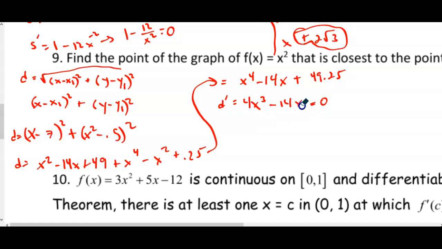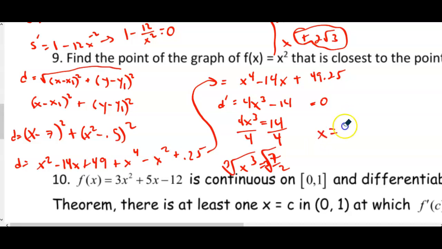Sorry, I'm tripping on the derivative before I do that. That's negative 14. So now add 14 to the other side. Divide by 4. And let's make that 7 halves. And then we will cube root both sides. So x equals the cube root of 7 halves, which is about 1.52.